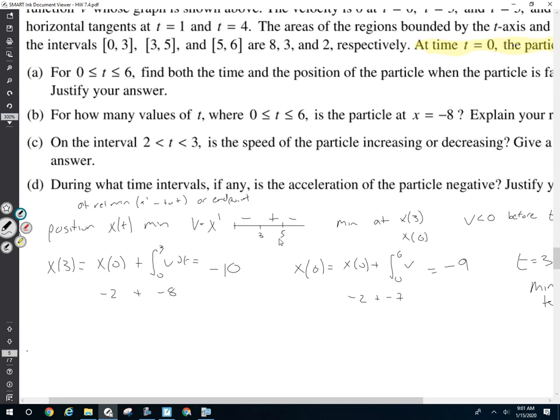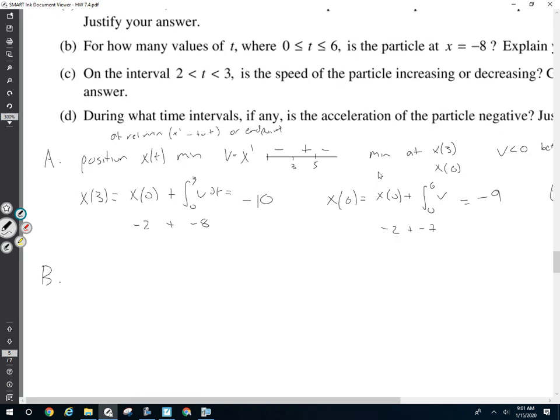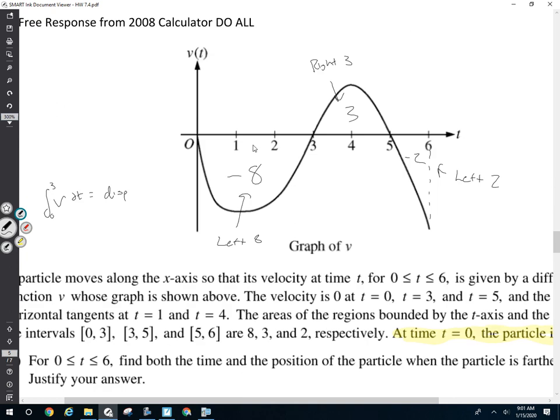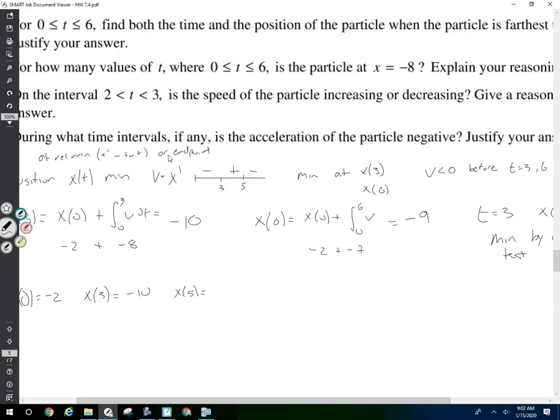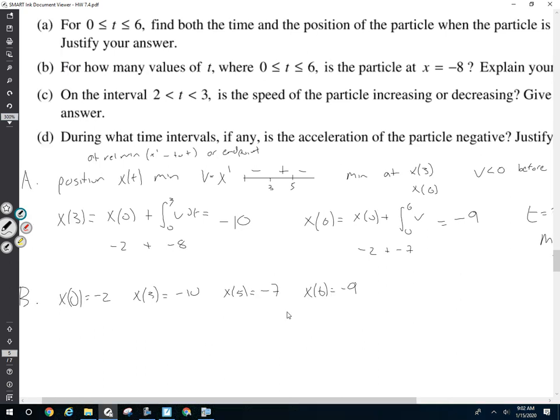How many values of t is the particle at x equals negative 8? Explain your reasoning. I mean, we know x of 0 is negative 2. We know x of 3 is negative 10. We know x of 5 can be found. It'd be negative 10 plus 3, which is negative 7. And we know x of 6 is negative 9.